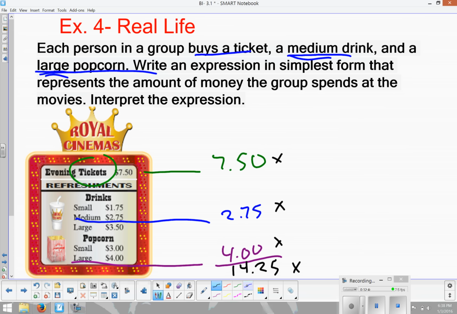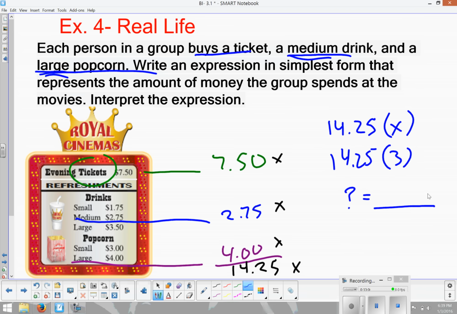You don't. So if you were to figure out for 3 groups of friends, so we'll take 14.25x, 3 groups of friends would be 3 friends and 14.25. And then what you do is you would just multiply the 14.25 by the 3 groups of friends. So how much would you spend? If you know the answer, you can tell me tomorrow.